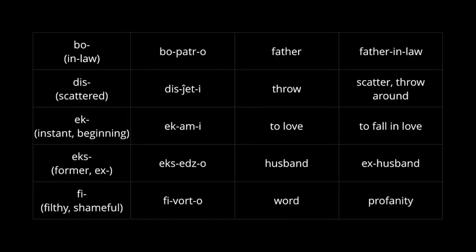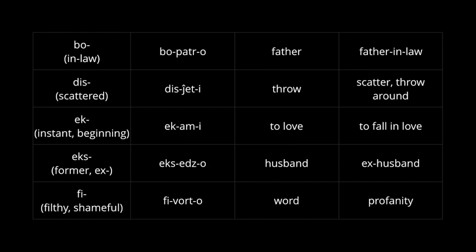In addition to the standard suffixes, there's a few standard prefixes. There's bo, which means in-law. Very simple. Patro is father. Bopatro is father-in-law. Dis means things are scattered. Jeti is to throw things. Disjeti means to throw things in such a way that they're scattered all over the place.